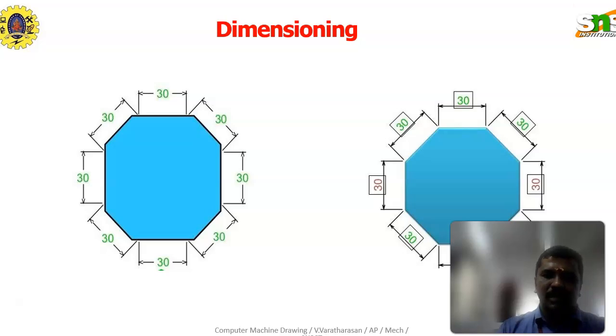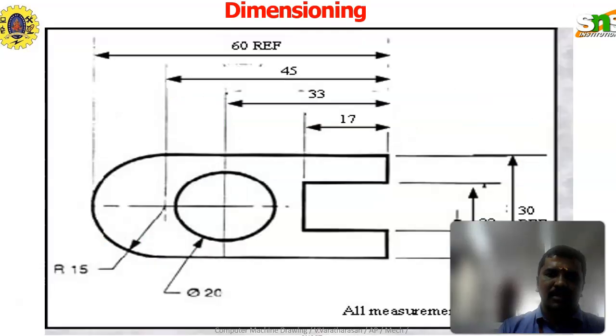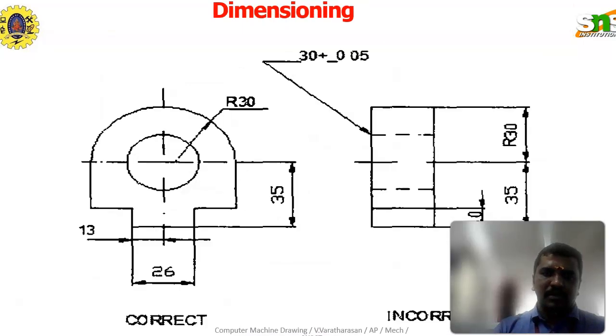The next slide is the dimensioning line. So how dimension can be represented by the arrow mark representation. See here also the dimension representation. All measurements will be in millimeter. So based upon the figure, what is the correct dimension and the incorrect dimension, based upon the view and the representation.